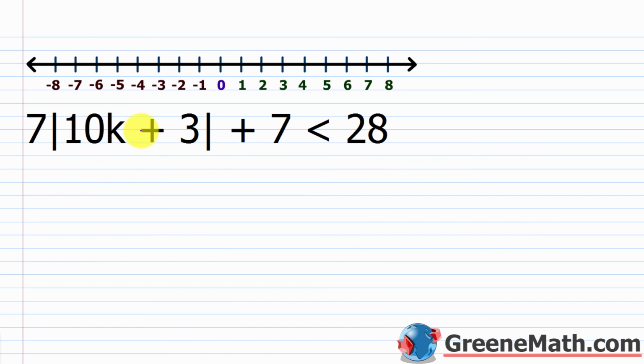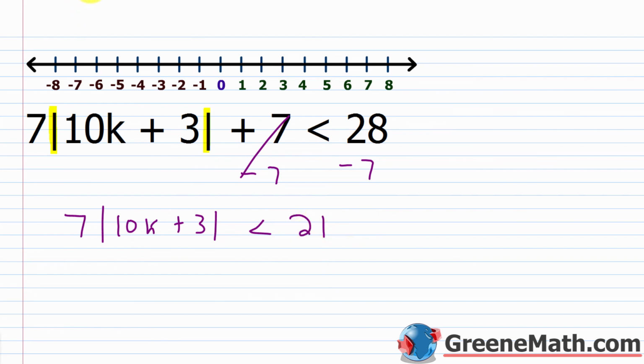All right, for the next one, we're looking at 7 times the absolute value of 10k plus 3, plus 7, is less than 28. So again, I want to isolate the absolute value operation before I do anything. Don't make the mistake of just trying to apply the rule before you have isolated the absolute value operation. So I want to subtract 7 away from each side first. I'll have 7 times the absolute value of 10k plus 3. This is less than 28 minus 7 is 21.